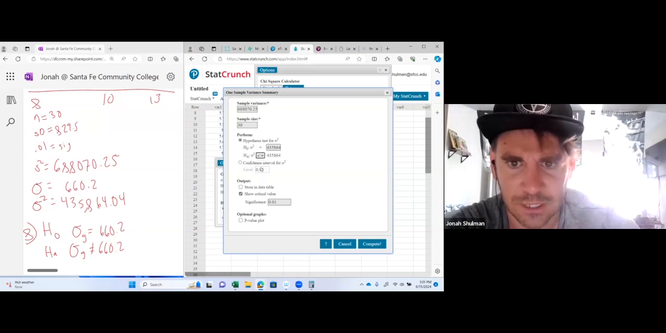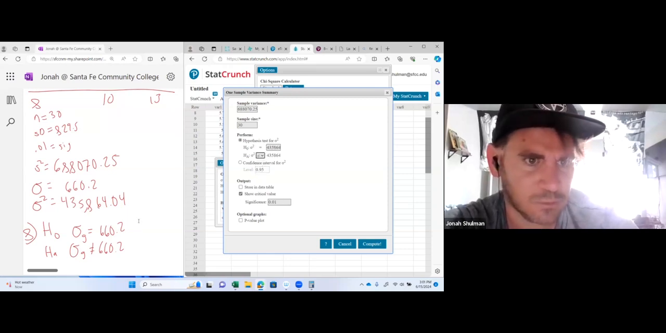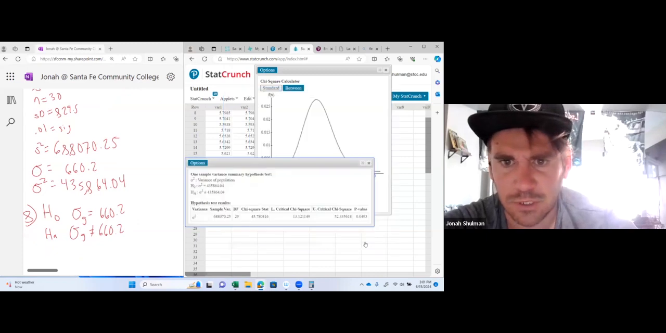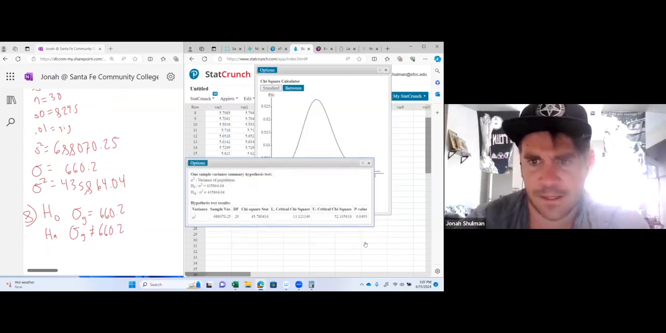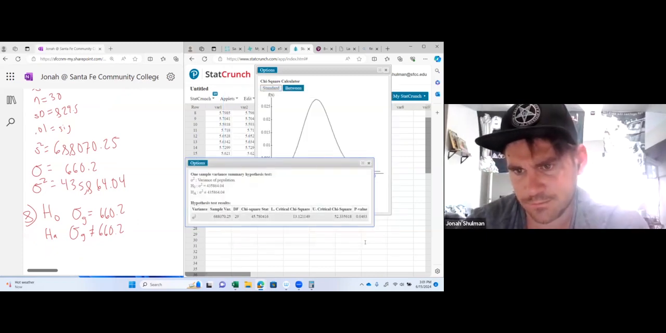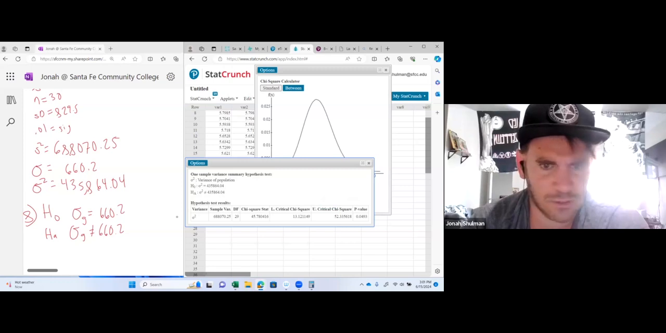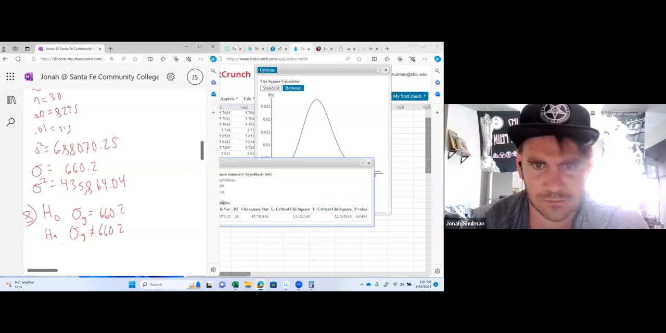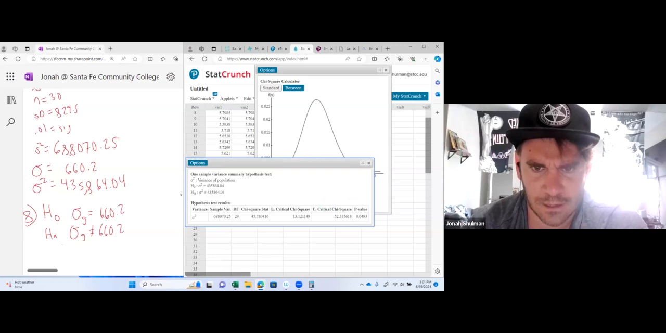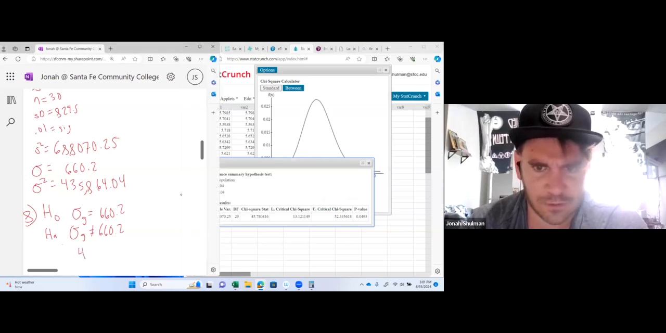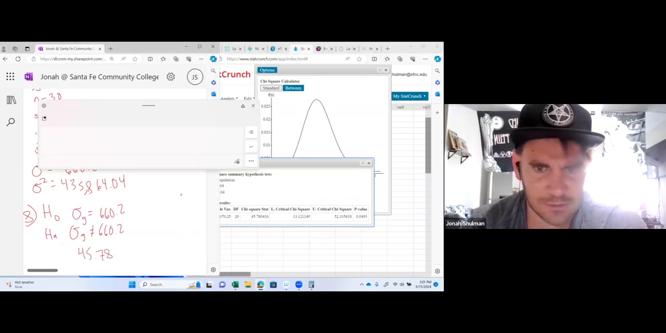This is two-tailed, so it's not equal to, and the significance is 0.01. Compute it. It's not less than 0.01. It's close, but it doesn't work. So I'm going to reject this. So our chi-squared value is 45.78.